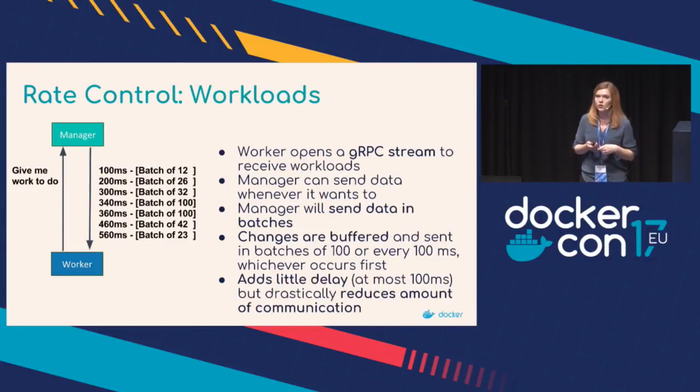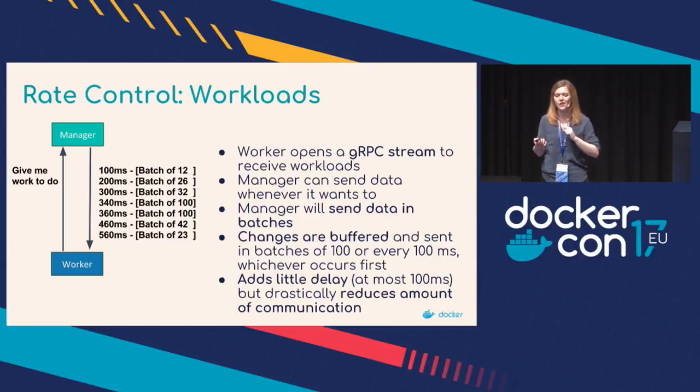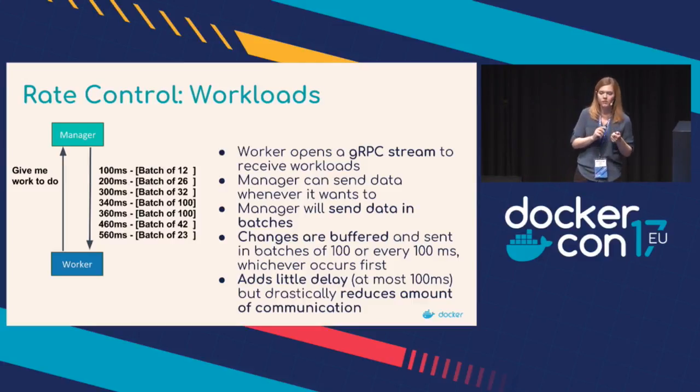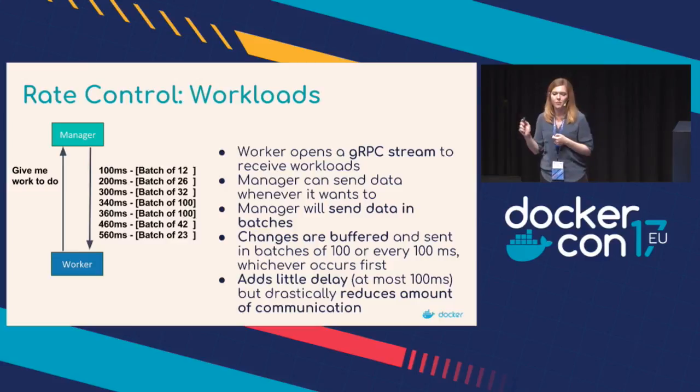The other thing that's controlled in the SwarmKit world is workloads. As I said before, the worker is asking the manager for work, and then the manager sends that workload down. This is done over a gRPC stream, and the manager can basically send data whenever it wants to for the worker. The interesting part about the rate control problem here is that the manager will batch the workloads, either 100 milliseconds or in batches of 100, whatever happens first.